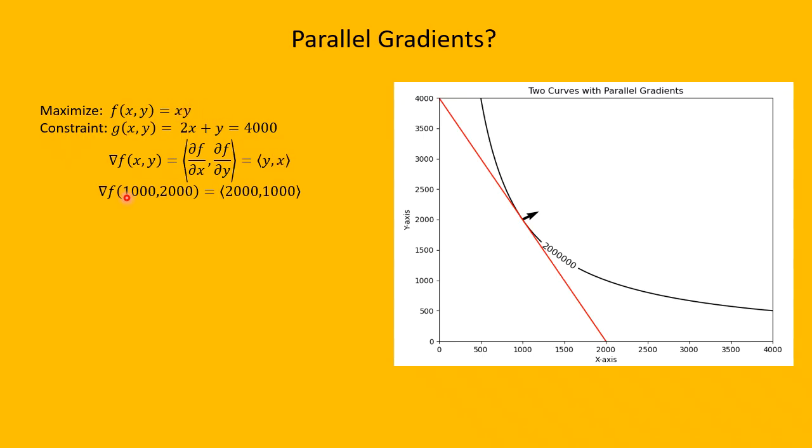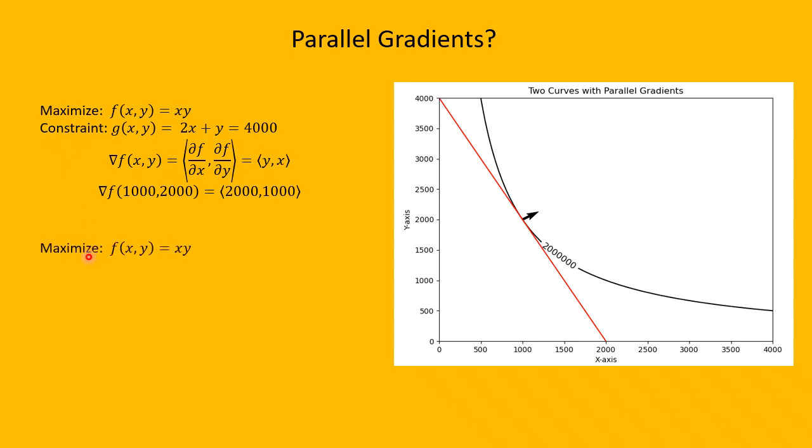So then plugging in x equals 1,000, y equals 2,000 into this formula, we get that the gradient of f at this point is the vector 2,000, 1,000. That's a vector starting at this point and going out in this direction. The direction of this arrow is correct, but its magnitude has been normalized in this particular setup.